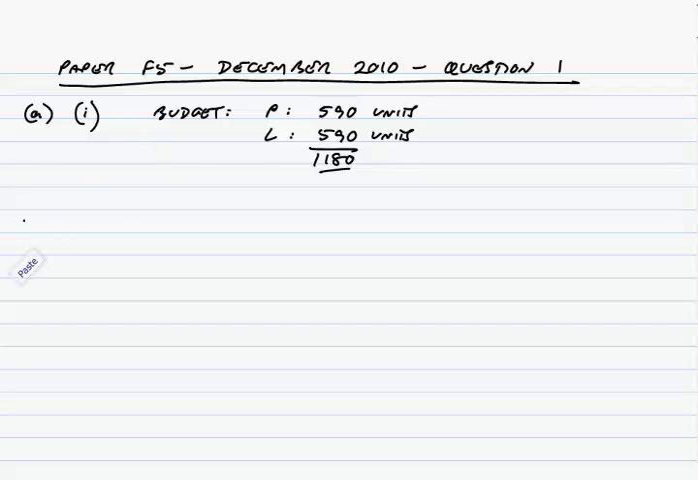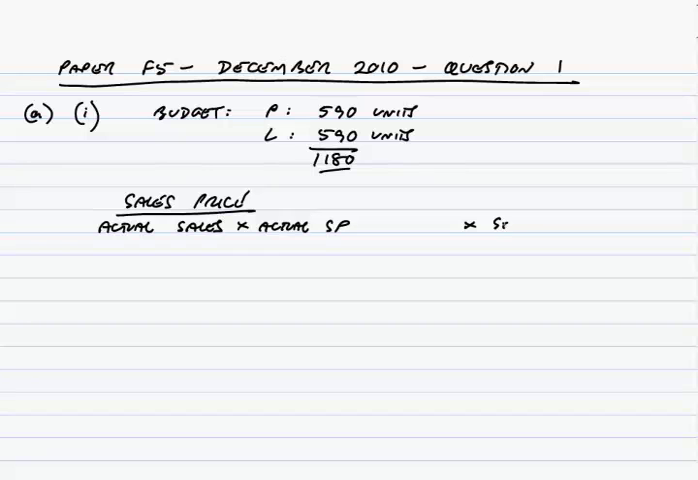For sales price variance, we take the actual sales and we compare the standard selling price with the actual sales at actual selling price, and we'll compare actual sales at standard selling price.